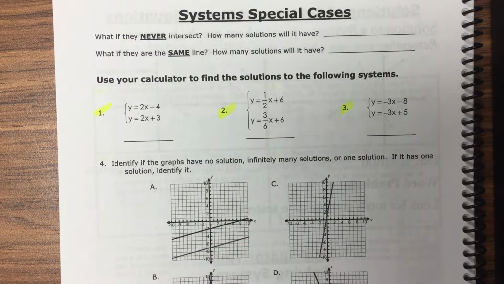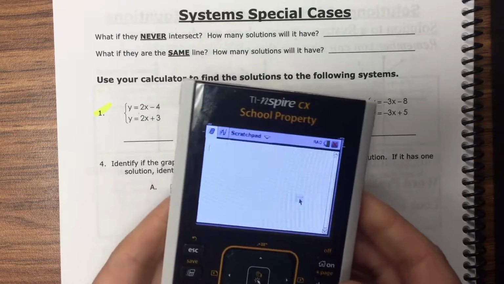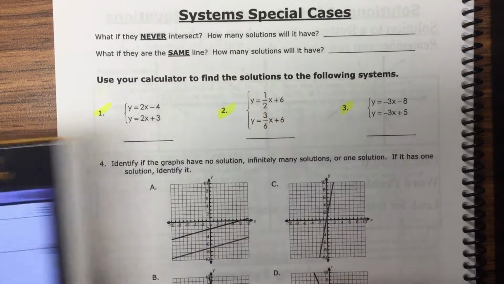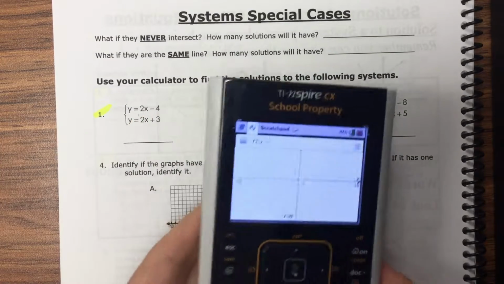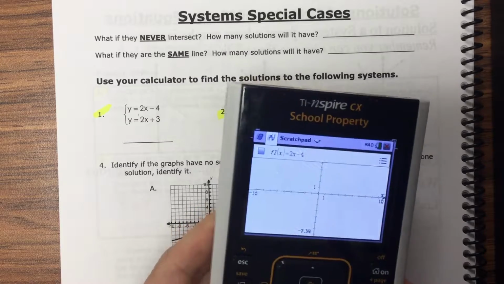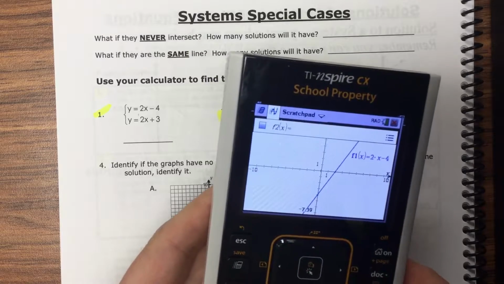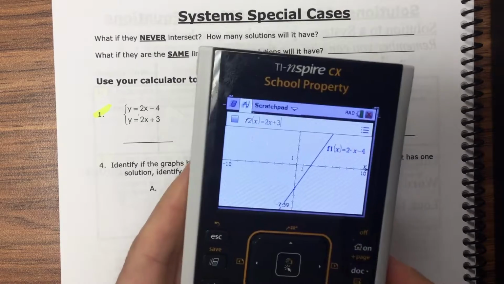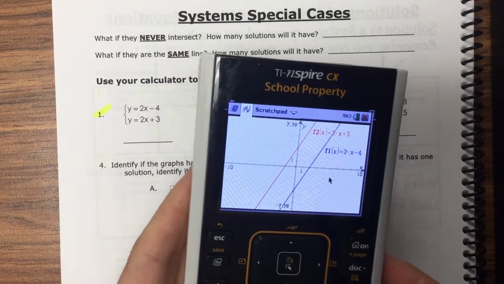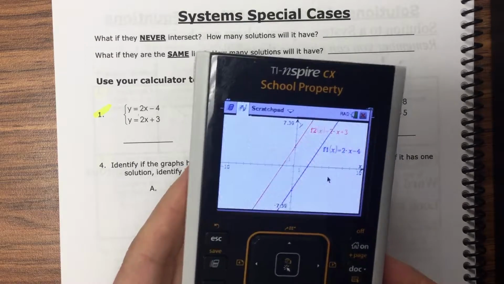So let me grab a calculator real quick. We're going to do number one. I'm going to go to my scratch pad, graph, clear out any old stuff, doc B, and I go back. And what I'm going to do is type in y equals 2x minus 4. Hit enter. There's my line. Hit tab. I'm going to type in the second one, y equals 2x plus 3. They look parallel. They look like they're never going to cross.